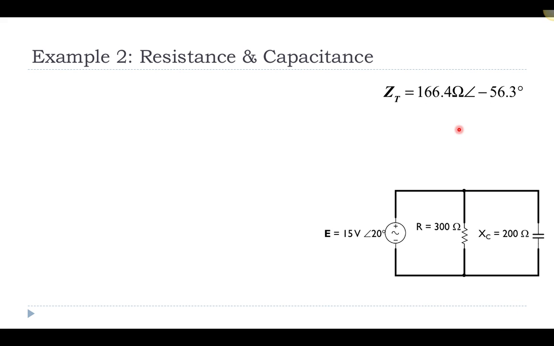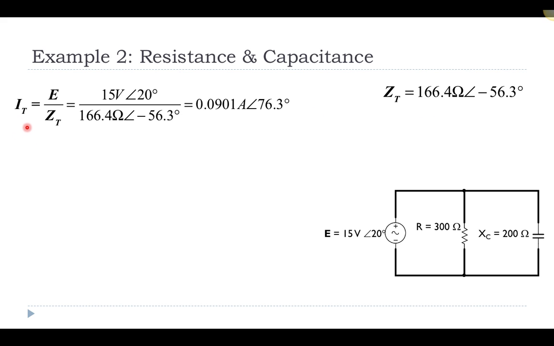All right, so here's my picture. Here's my total impedance, and my goal is to figure out the total current that's coming out of the source and also to figure out the current through each of the components. So the total current that's coming out of the source is just the total voltage of the supply over the total impedance. So my total voltage was 15 with an angle shift of 20 degrees, and then my impedance is 166.4 with an angle of minus 56.3. So if I take 15 and divide by 166.4, I get 0.0901 amps. And if I take 20 and I subtract a negative 56.3, I get 76.3.